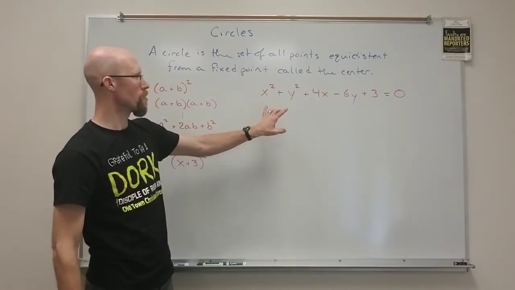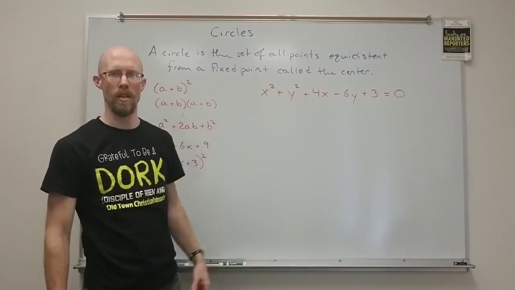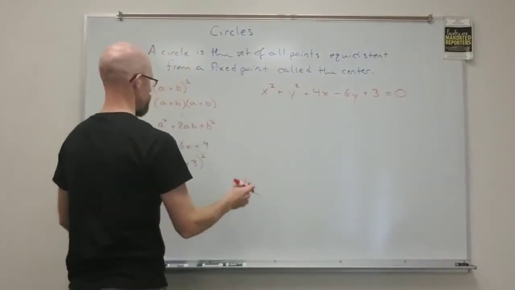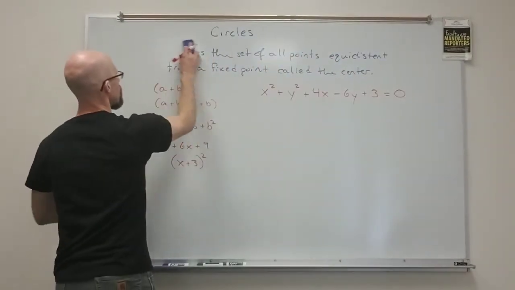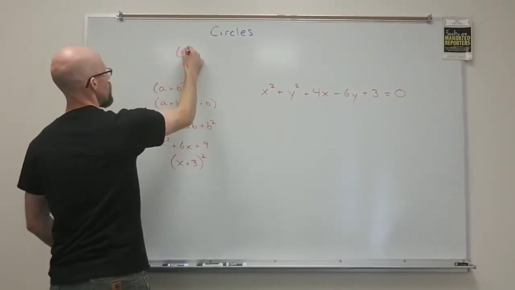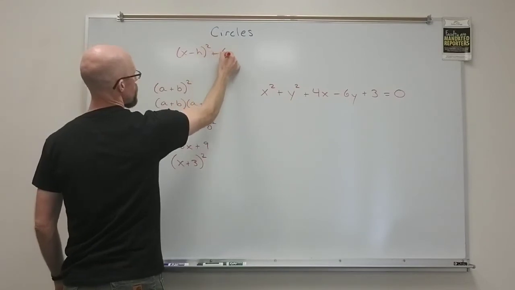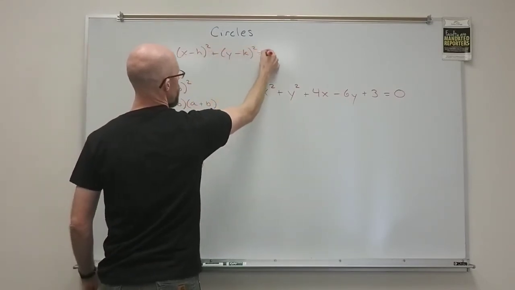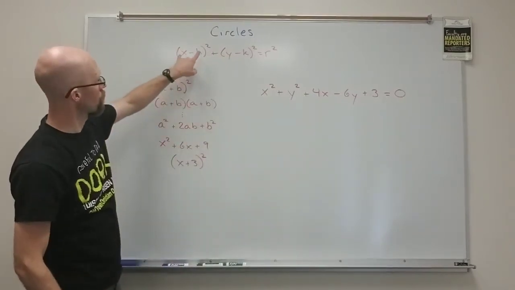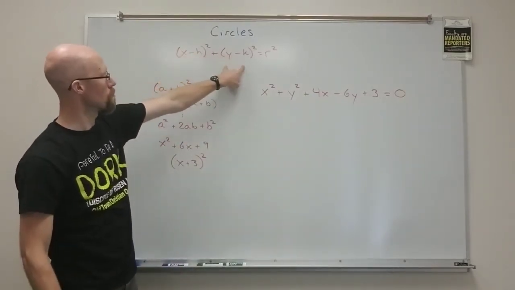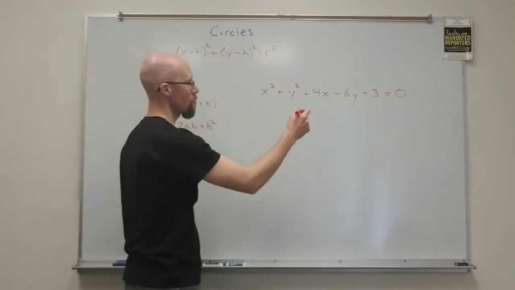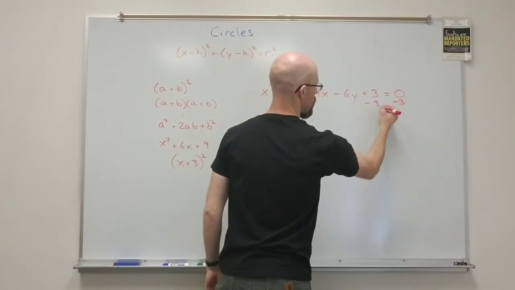So what I want to do is get this equation into the form x minus h squared plus y minus k squared equals r squared. Again, I want to complete the square. So I'm going to group together the x terms, group together the y terms, and get any constants over on the other side. So I'll start with the constant, subtract that over.